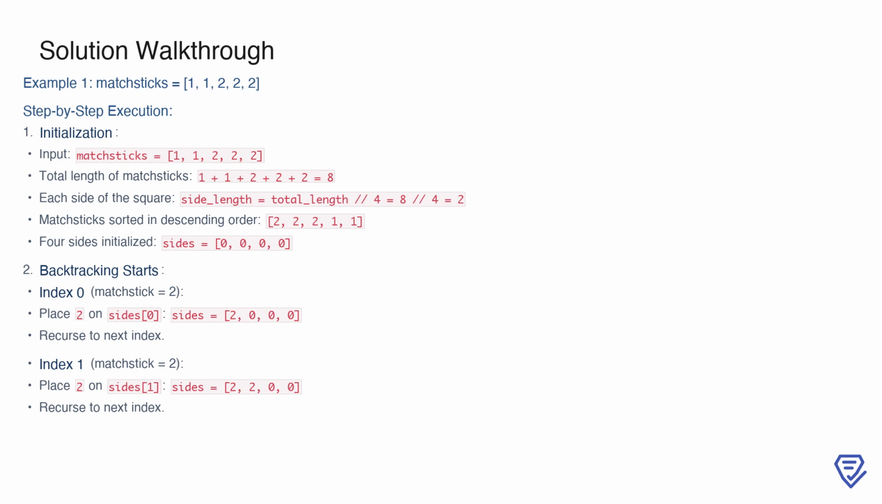The backtracking process begins with the first matchstick, which is 2. We place it on the first side, updating the sides to 2, 0, 0, 0. Moving to the next matchstick, another 2, we place it on the second side, resulting in 2, 2, 0, 0. The recursive process continues to explore further placements.